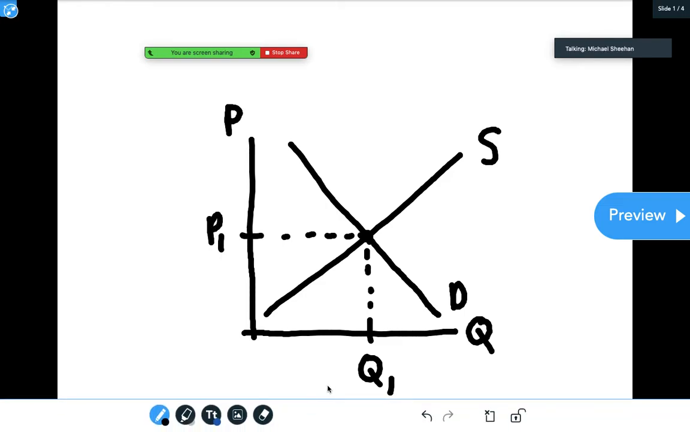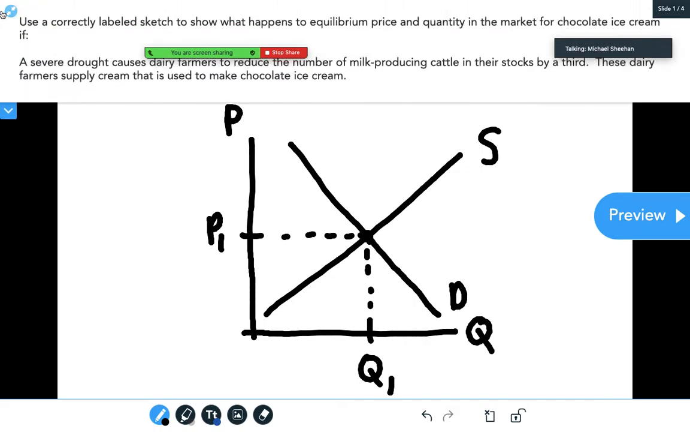This will take you a little bit of time to get used to the sketch feature. My last class, every single slide, everybody's looked better than the last one. You will get the hang of it. So you just start with this. Every single slide, this is what you start with: supply and demand, original equilibrium price, and quantity.